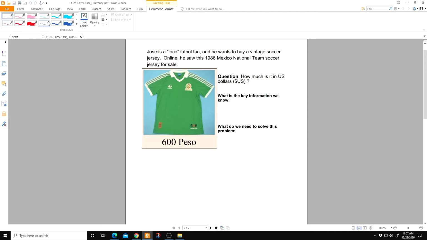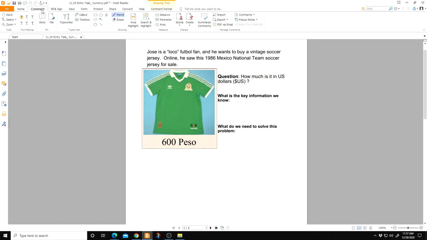If we go here and get rolling, we're going to go to pencil. We're going to look right here. Jose is a local football fan and he wants to buy a vintage soccer jersey. Online, he saw this 1986 Mexico national team jersey for sale. How much is it in US dollars? What is the key information we know, and what do we need to solve this problem?